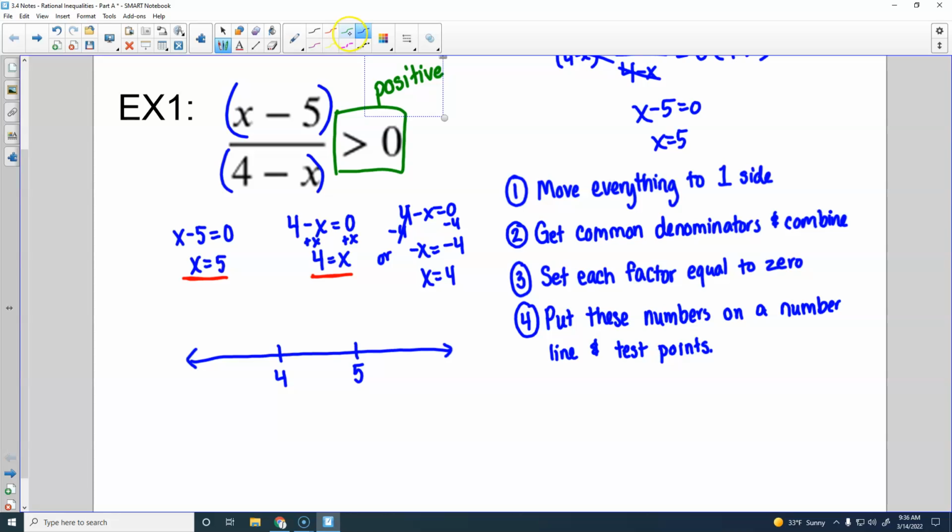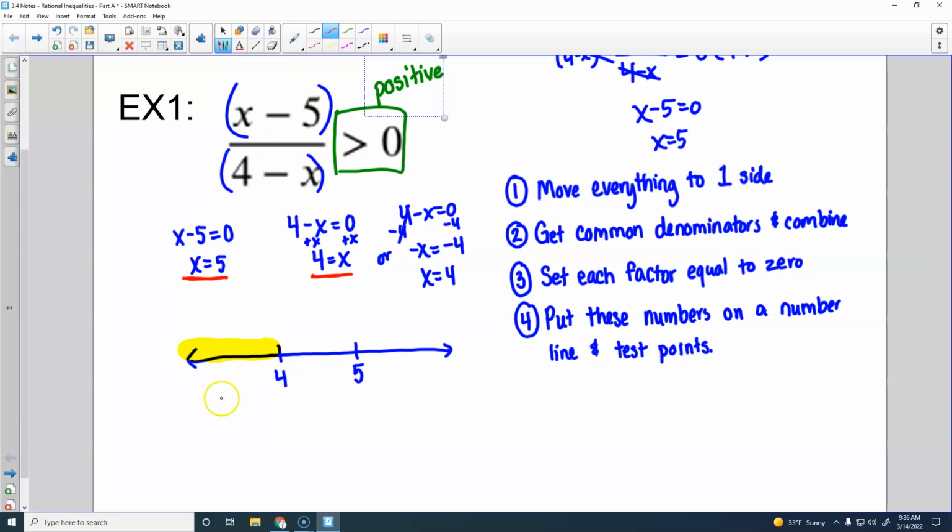So what that tells me is that any number in this section right here should have the same sign. They should all be positive or all be negative. So what we're going to do is we're just going to pick one number in that section, and we're going to see if it gives us a positive or negative number. So we're looking at any number below 4. Blaine, what number do you want to try?